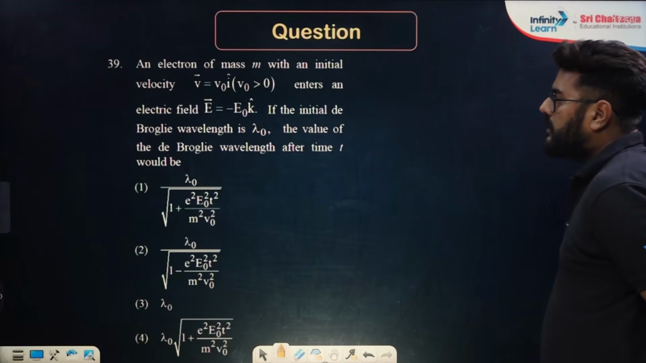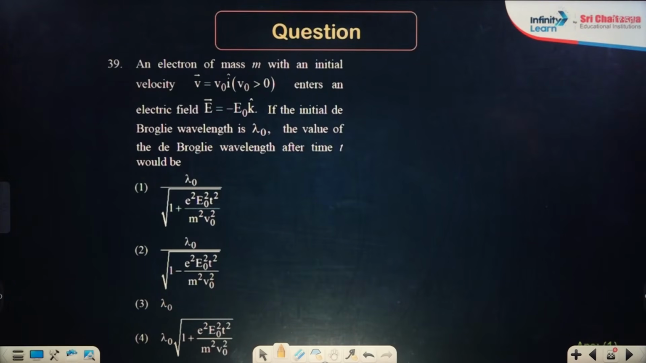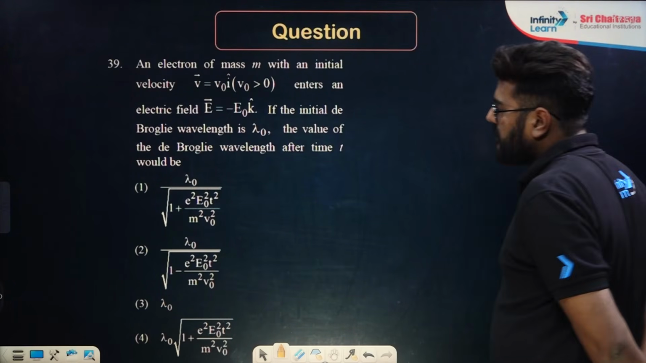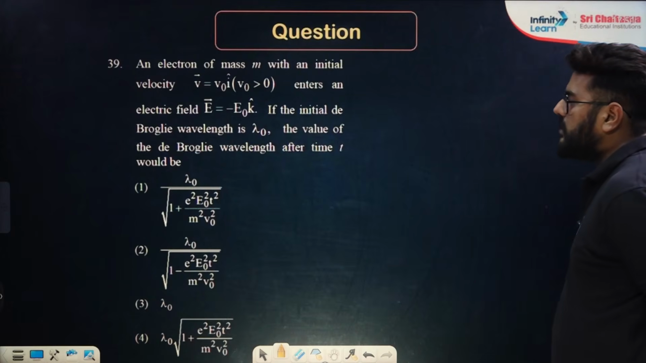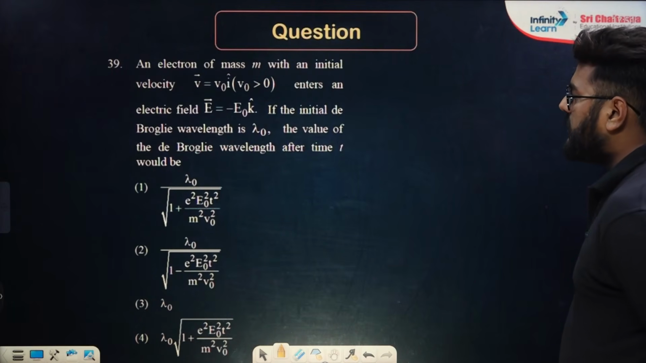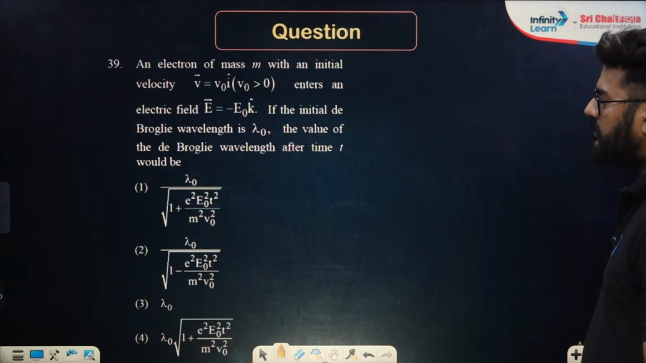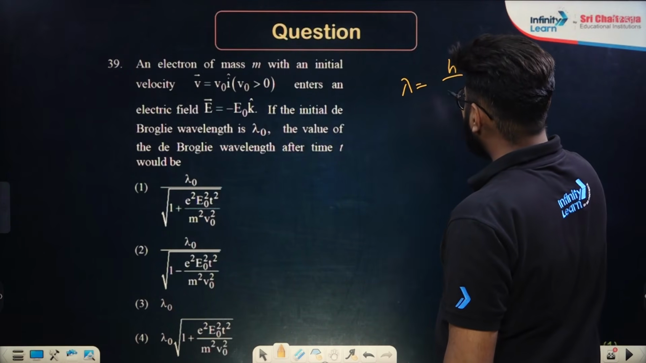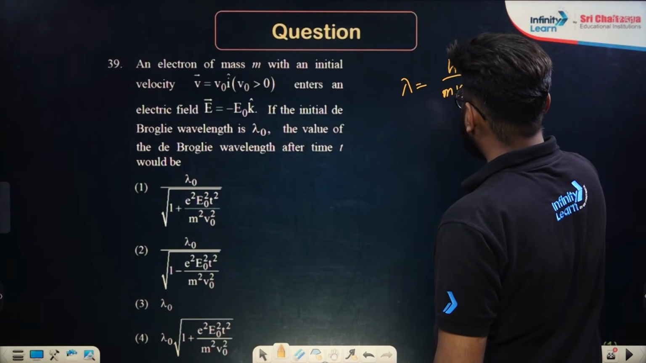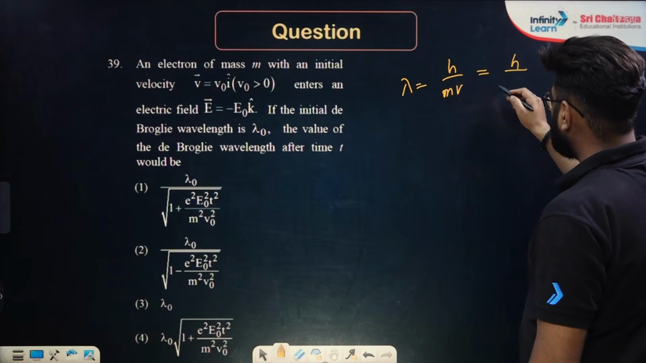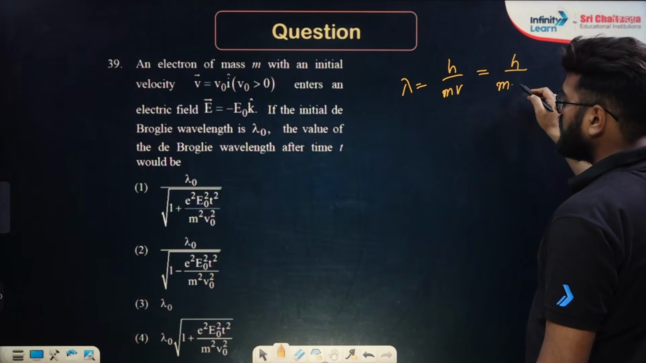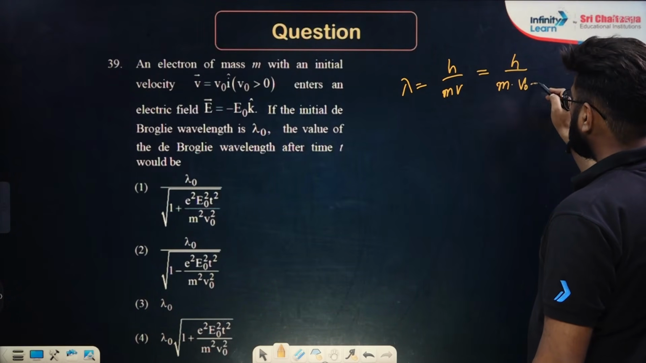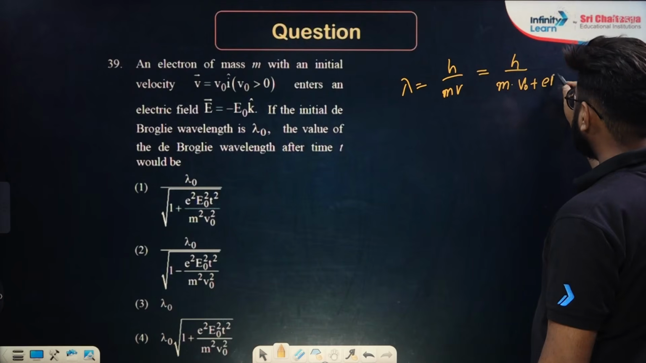Absolutely correct. An electron of mass small m with an initial velocity v equals to v naught i cap enters an electric field E equals to minus E naught k cap. If the initial de Broglie wavelength is lambda naught, the value of de Broglie wavelength after time t is. See, the de Broglie wavelength is going to be h upon p. Now p after a particular interval will be initial velocity v naught plus acceleration times t.